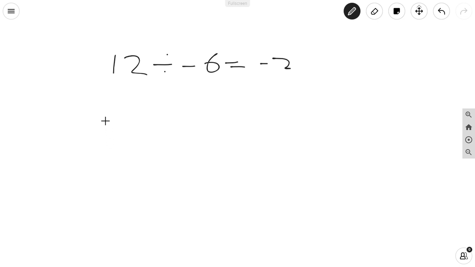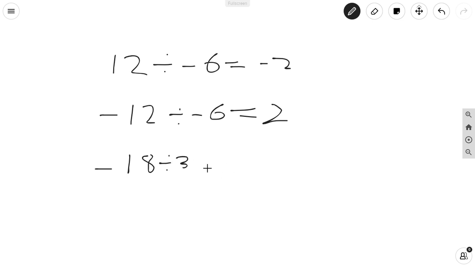Alright? Let's say, same thing, negative 12 divided by negative 6. Same sign, my answer will be positive, so it's going to be 2. Alright? Let's look at one more, negative 18 divided by 3. Answer is going to be negative 6, because I have different signs again. So, different signs, you're going to get a negative. The same sign, even if there are two negatives, you're going to get a positive.